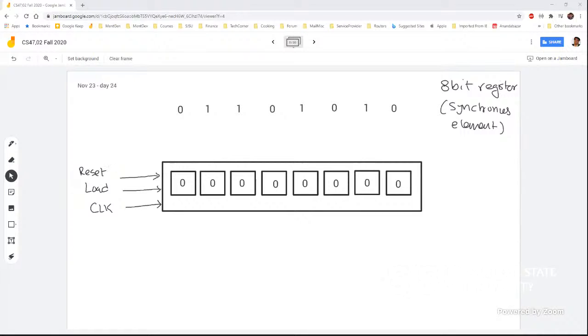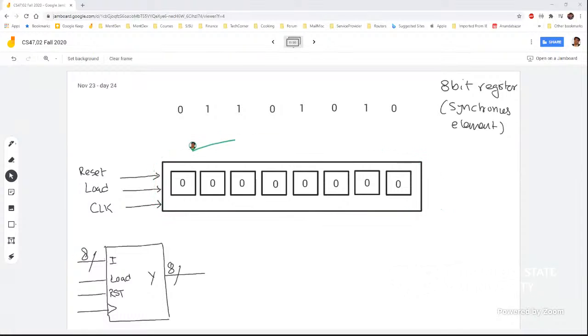Usually, at a schematic diagram level or component diagram level, we draw this register as a component. This is my clock, this is my reset, RST, this is my load, and this is my input I, which for this case is an 8-bit input. It has an output, let's say Y, which is also an 8-bit output. When we split up the bits, you have 8 individual bit inputs. This is my I.